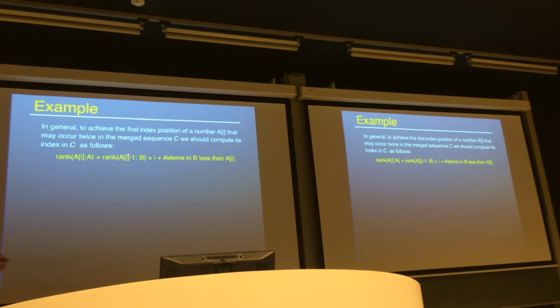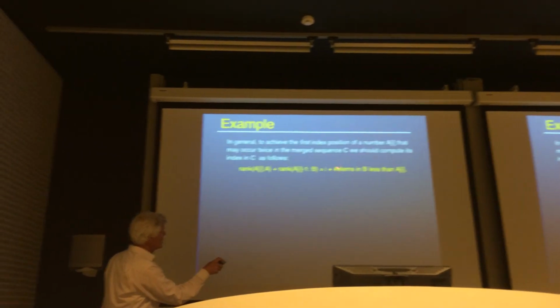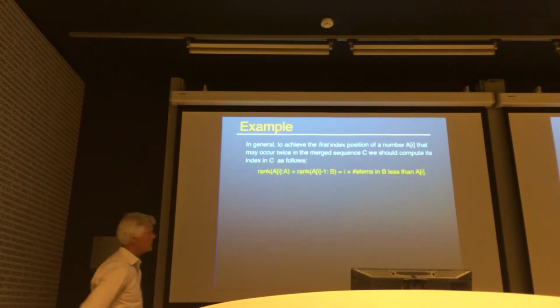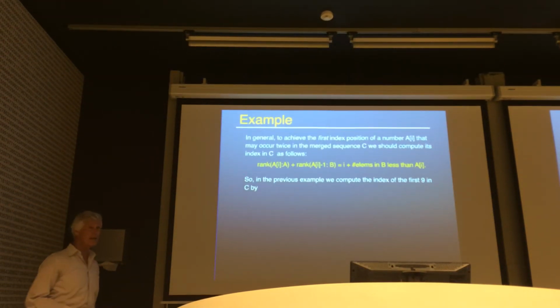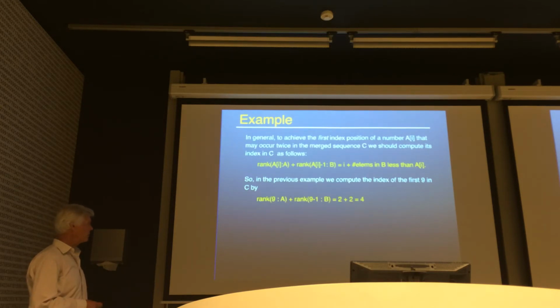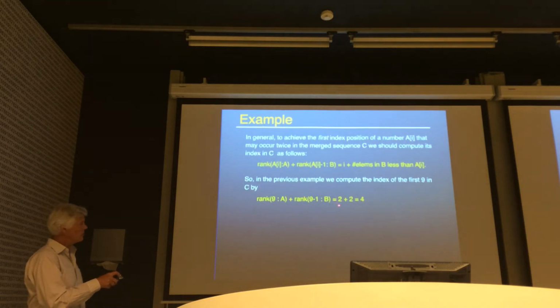So instead of determining the rank of Ai in B, which, if there is also an element in B equal to Ai, will give you the second position, you should take Ai minus 1 in order to ensure that you collect all elements in B less than Ai. So in the previous example, we compute the index of the first 9 in C by the following procedure. It's the rank of 9 in A and the rank of 8 in B. And that gives you indeed the index position 2 plus 2 is 4.